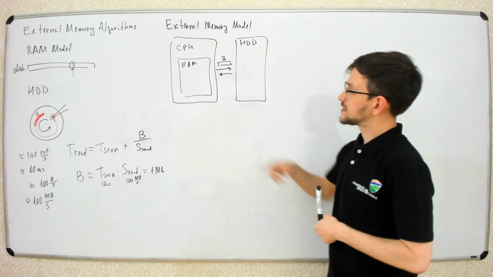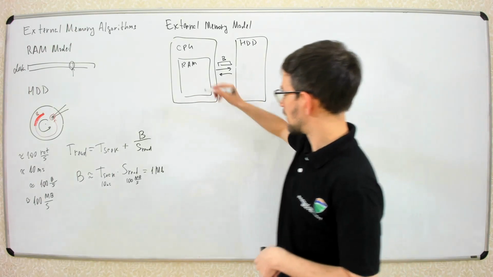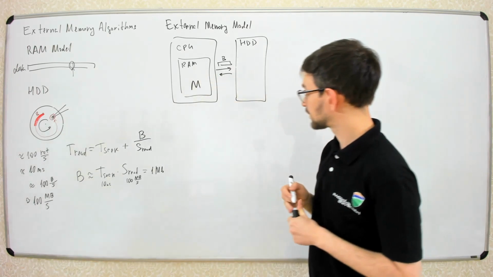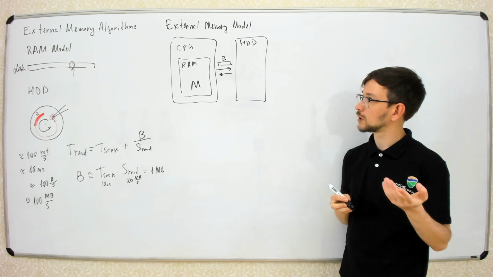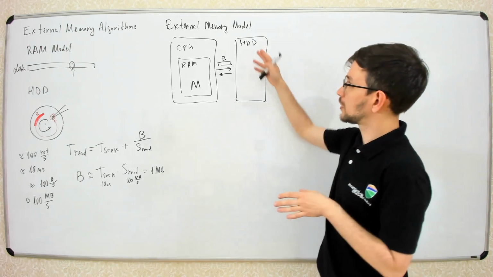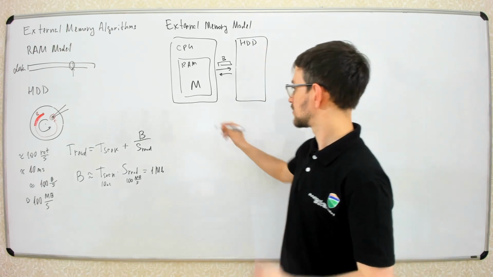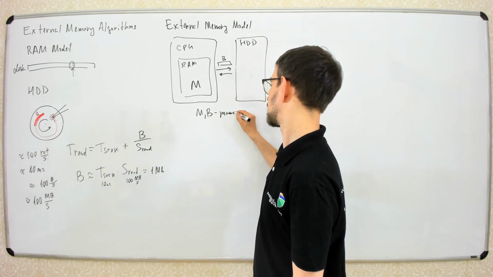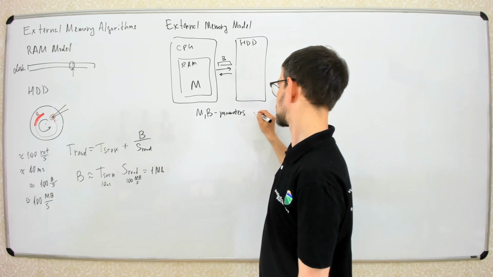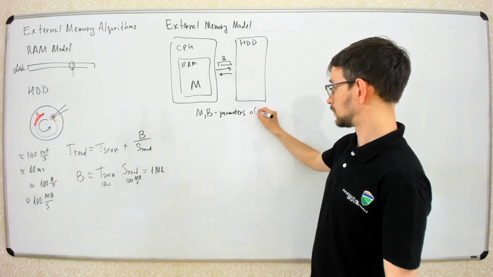Now, the size of your local memory is M. It is another parameter of your model. So the external memory model has two parameters. These parameters M and B are parameters of your model.